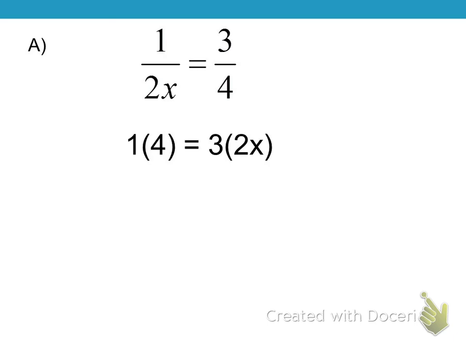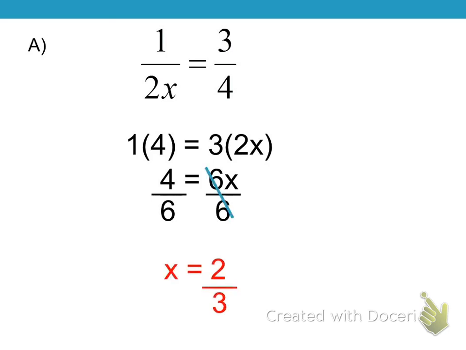All right. What is 1 times 4? 4. What is 3 times 2x? 6x. Very good. Then what? Divide both sides by 6. And then simplify. You get 2 over 3. What are your questions on solving proportions? Like I said, this is typically a topic that students like.